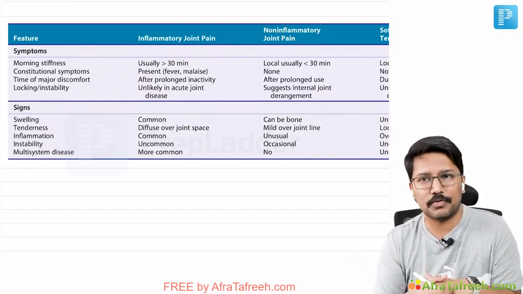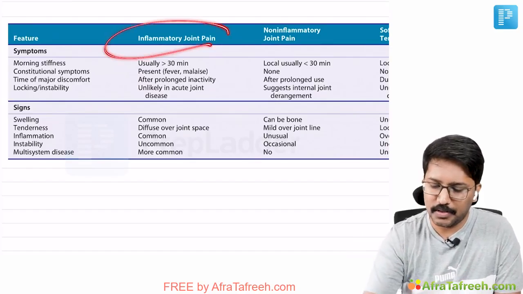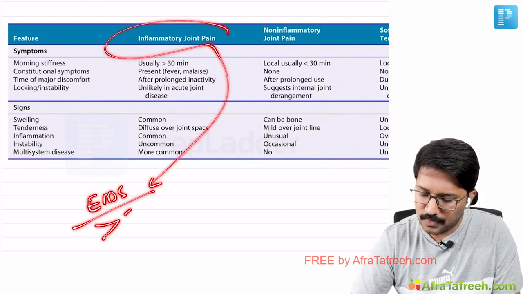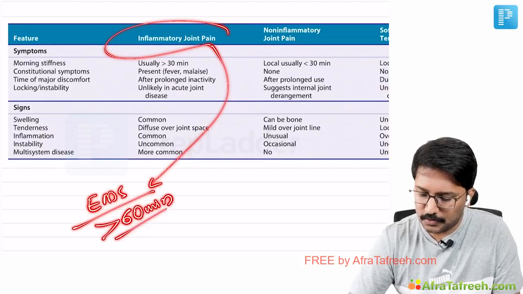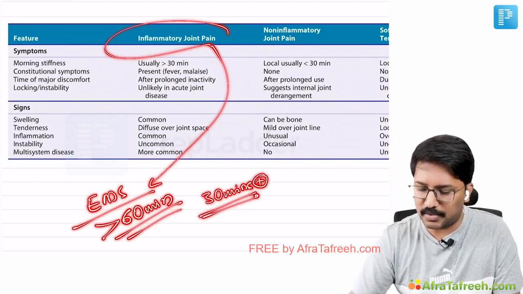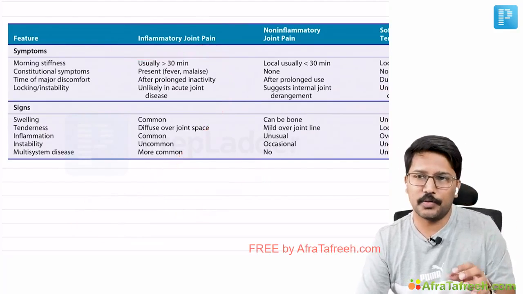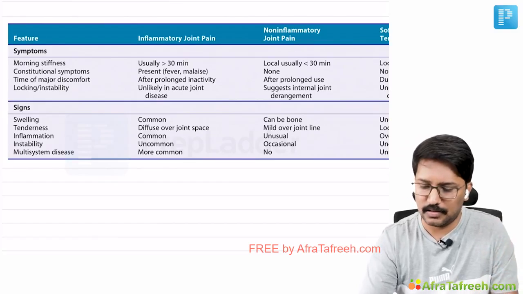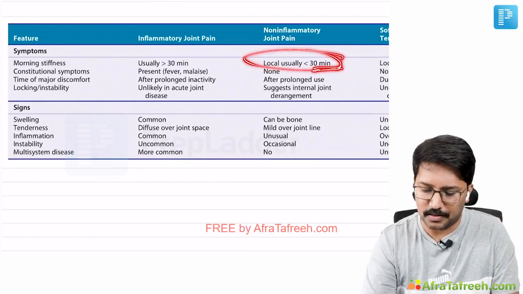The duration is something that we should be paying attention to. In inflammatory joint disorders, the early morning stiffness usually lasts for more than 60 minutes. At least for diagnosis, we need 30 minutes plus, but in most cases, it lasts for more than 60 minutes. On the other hand, in non-inflammatory joint pain, there may be early morning stiffness, but it is always less than 30 minutes, right? So it is usually less than 30 minutes.